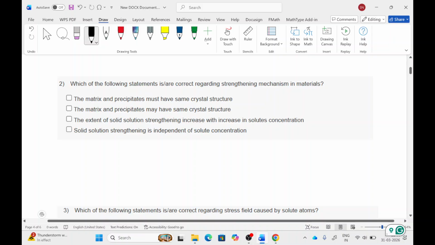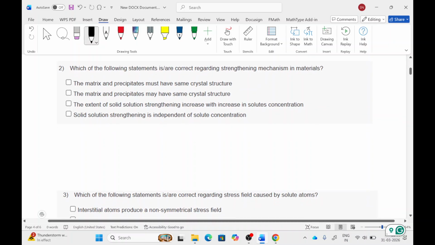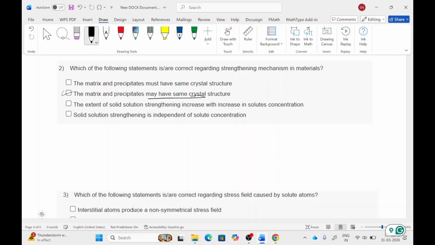Second question is, which of the following statements are correct regarding strengthening mechanism in materials? The first option says the matrix and precipitate must have the same crystal structure. I mean, it is not possible every time. The second option says the matrix and precipitate may have the same crystal structure. So this statement is correct, meaning they can have the same or different crystal structure. Okay. So this option is correct.